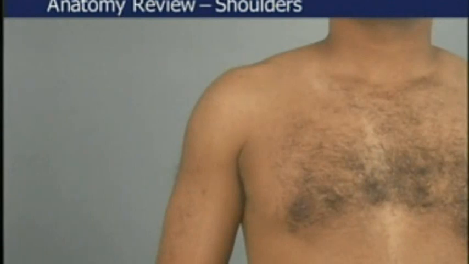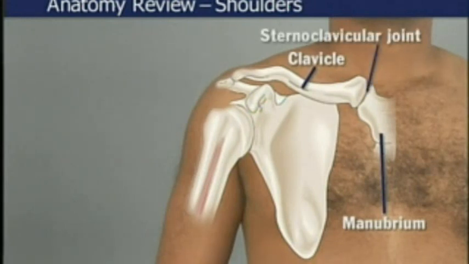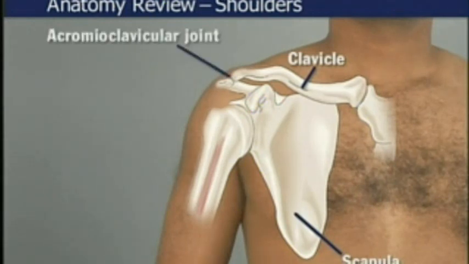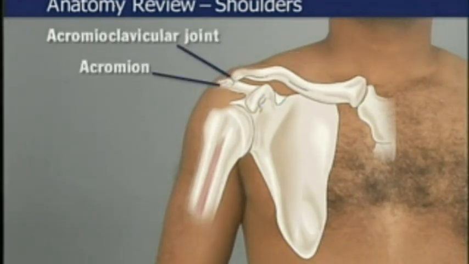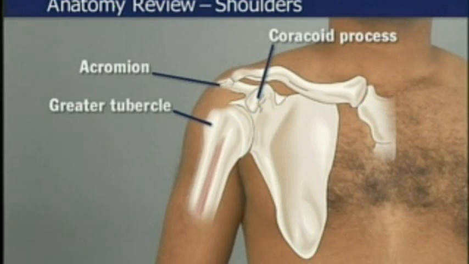Assessment of the shoulders requires awareness of important landmarks and articulations. The manubrium articulates with the clavicle at the sternoclavicular joint, while the clavicle articulates with the scapula at the acromioclavicular joint. Now note the three landmarks of the shoulder: the acromion, just lateral to the acromioclavicular joint, the greater tubercle of the humerus, and the coracoid process of the scapula.